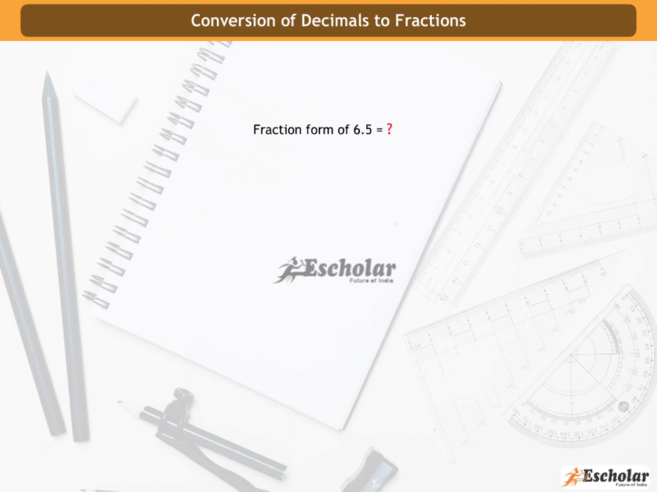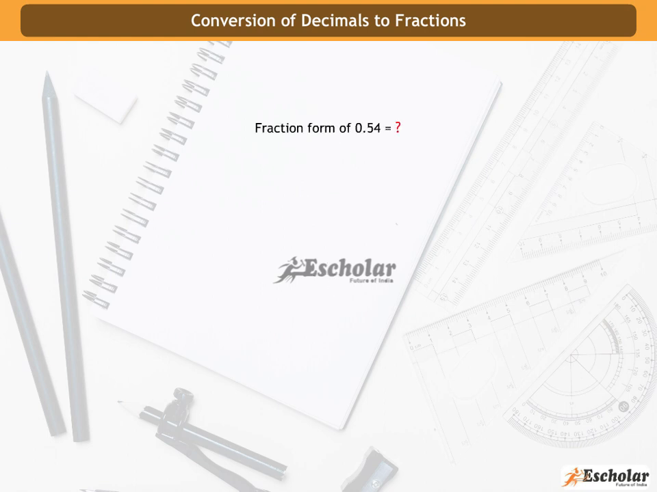What is the fraction form of 6.5? In 6.5, there is only one digit, that is 5, after the decimal. So the value of p is equal to 1. Hence we can write 6.5 as 65 by 10 raised to the power p, or 65 by 10 raised to the power 1. That is 65 by 10, which is equal to 13 by 2.